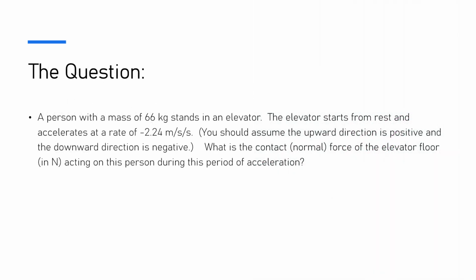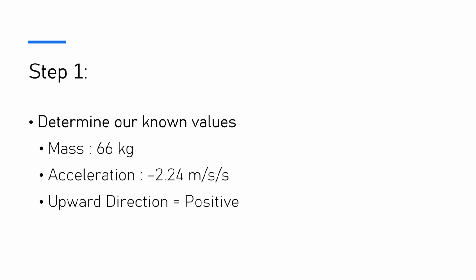So the question is, a person with a mass of 66 kilograms stands in an elevator. The elevator starts from rest and accelerates at a rate of negative 2.24 meters per second squared. You should assume the upward direction is positive and the downward direction is negative. What is the contact or normal force of the elevator floor in newtons acting on this person during this period of acceleration? So let's go to step one.